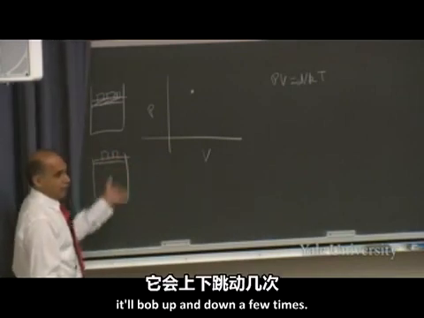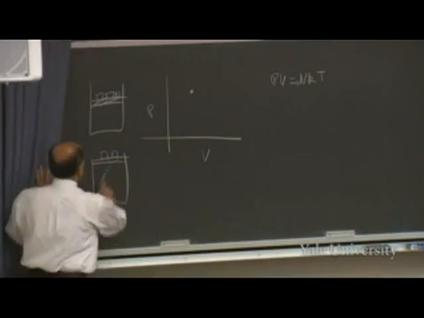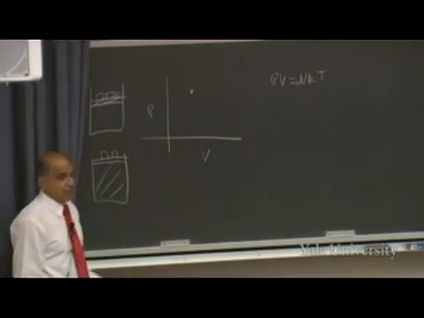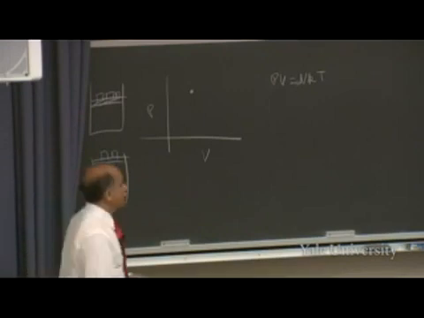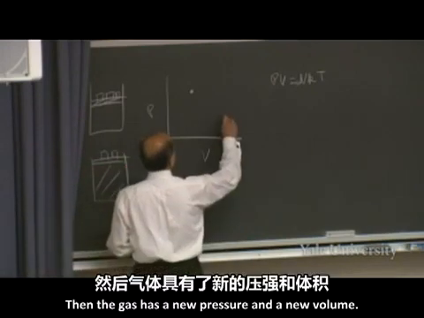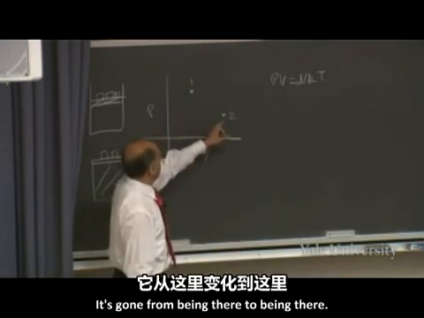It'll bob up and down a few times. Then after a few seconds, or a fraction of a second, it'll settle down to the new location. By settle down, I mean after a while, I will not see any macroscopic motion. Then the gas has a new pressure and a new volume. It's gone from being there to being there.